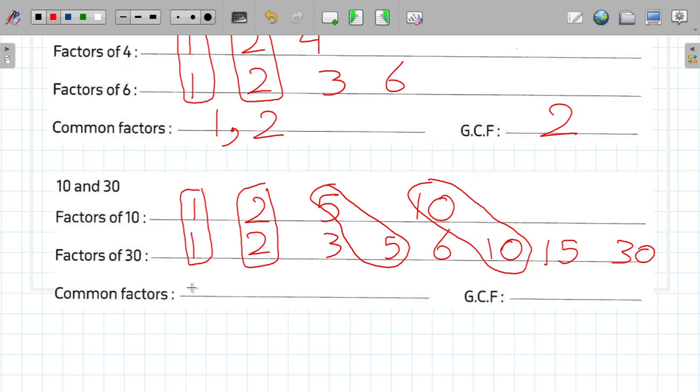Okay, so the common factors are 1, 2, 5 and 10. The greatest common factor will be the biggest number in the common factors, so it will be 10. So the greatest common factor is 10.